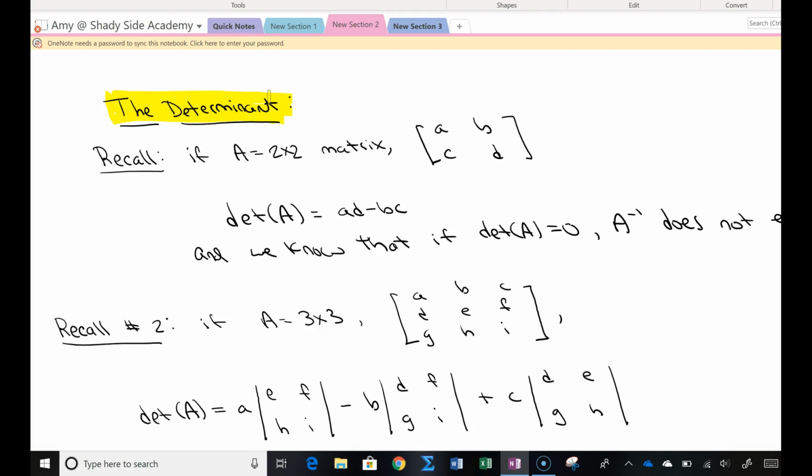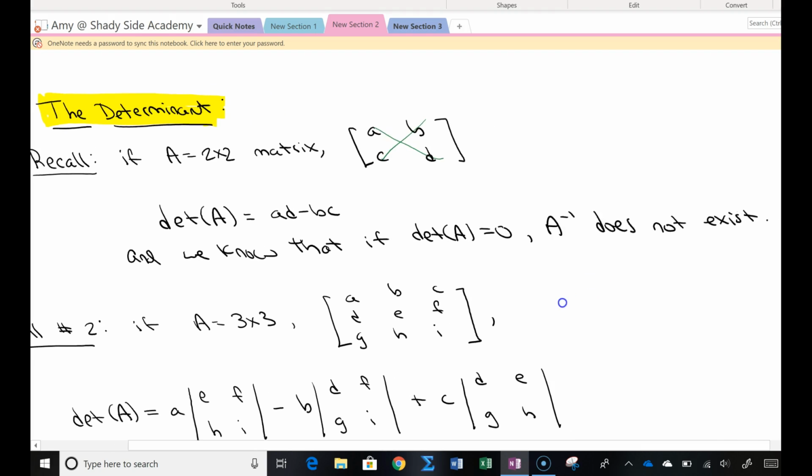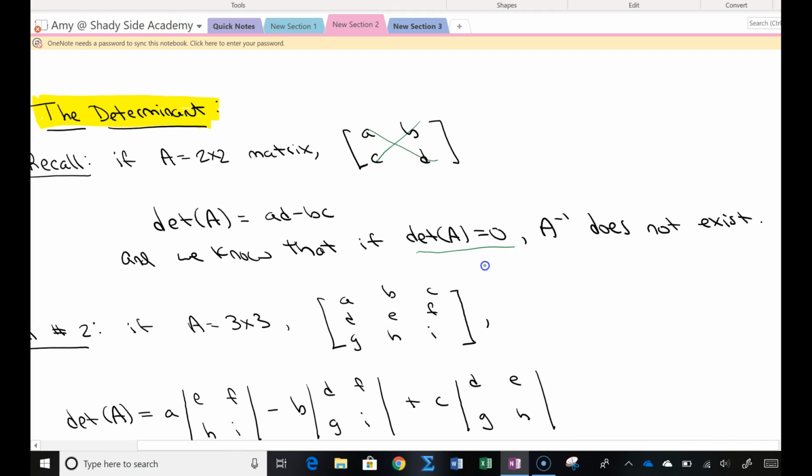But before we go into the new stuff, let's just do two brief recalls. Recall that if A is a 2x2 matrix, the determinant of a 2x2 is just AD minus BC, right? And we also know that if the determinant of A ever equals 0, the inverse of A does not exist. Okay, so you remember that we talked about that.